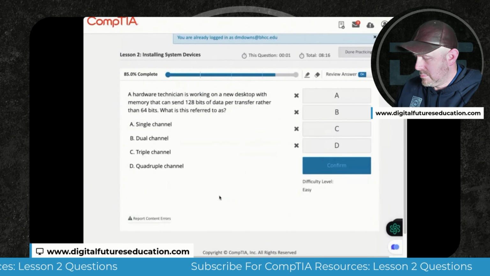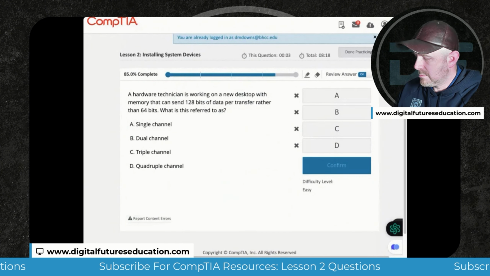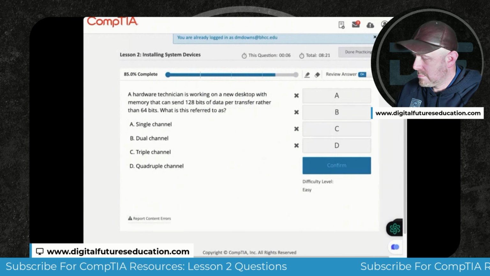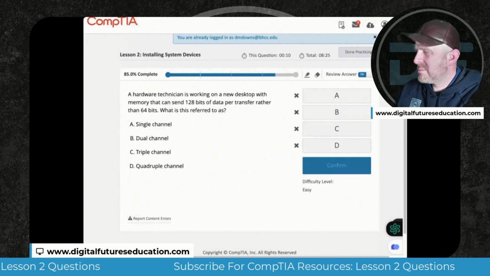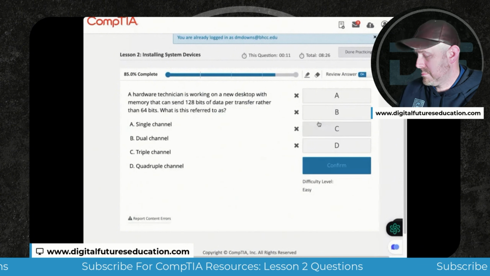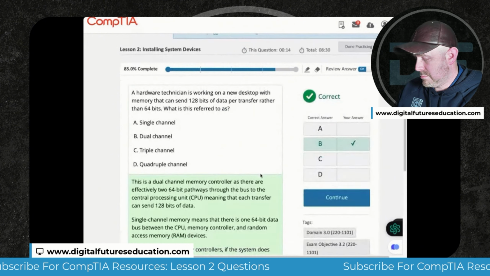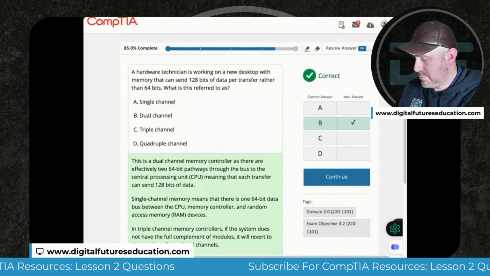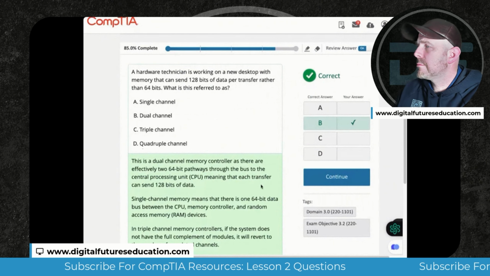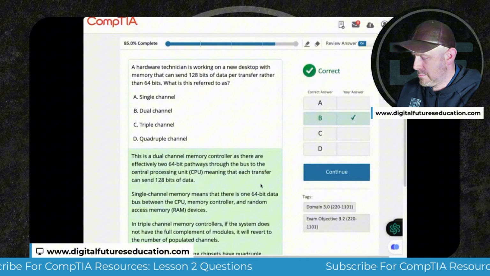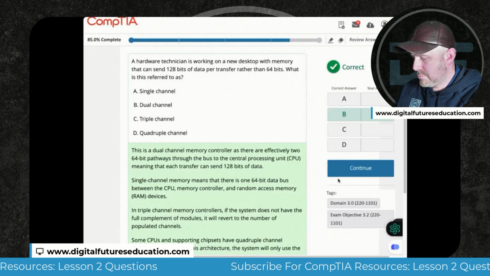Okay. A hardware technician is working on a new desktop with memory that can send 128 bits of data per transfer rather than 64-bit. What is this referred to? Dual channel. Yes, dual channel. This uses a dual channel memory controller, as there are effectively two 64-bit pathways through the bus to the central processing unit, meaning that each transfer can send 128 bits of data.